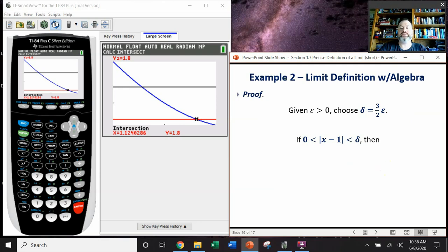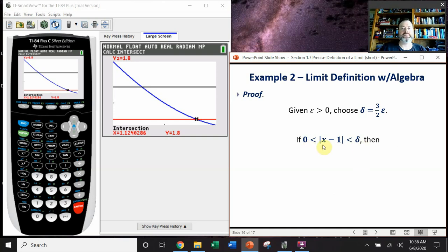And so here's the proof. Given epsilon greater than 0, we will choose delta to be 3/2 of that value. And then you have to prove that it works. So we just go through the algebra again. And when we get to the final step, we plug delta in and show that it is a true statement.